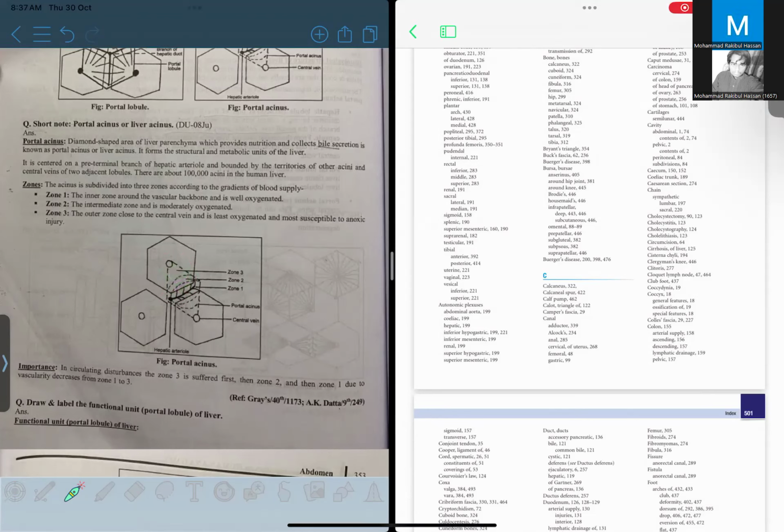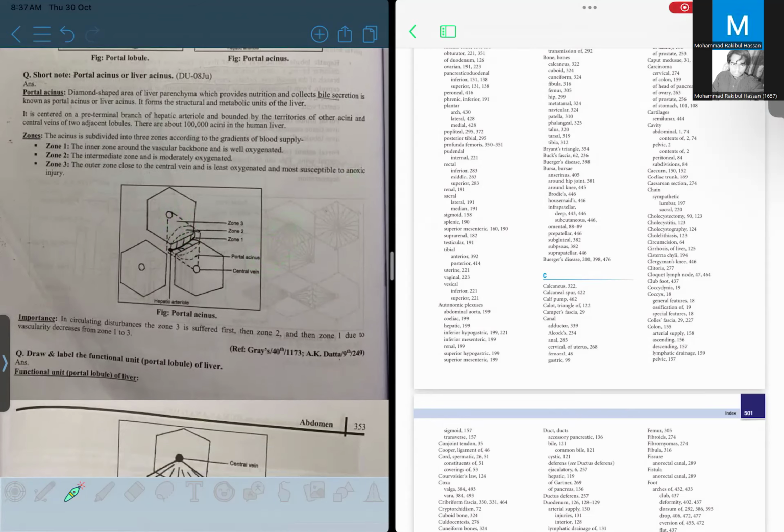Zone 1 is the inner zone around the vascular backbone and is well oxygenated. The intermediate zone is moderately oxygenated, and the outer zone is close to the central vein, is least oxygenated and most susceptible to anoxic injury. In circulatory disturbances, zone 3 suffers first, then zone 2, and then zone 1, because vascularity decreases from zone 1 to zone 3.